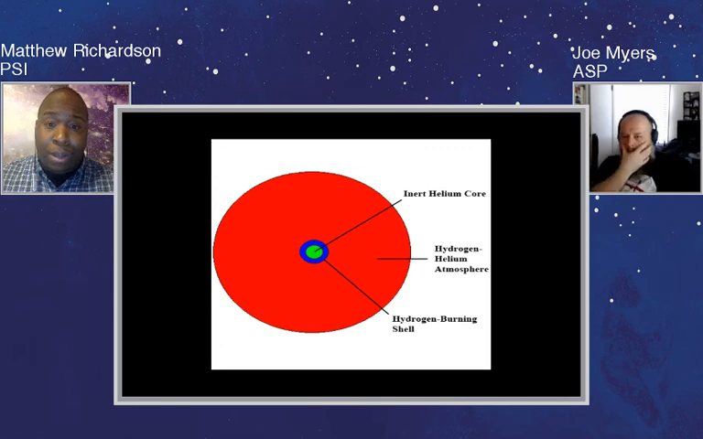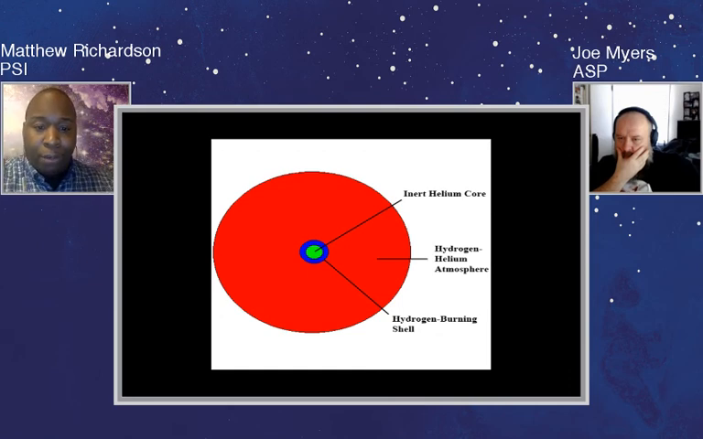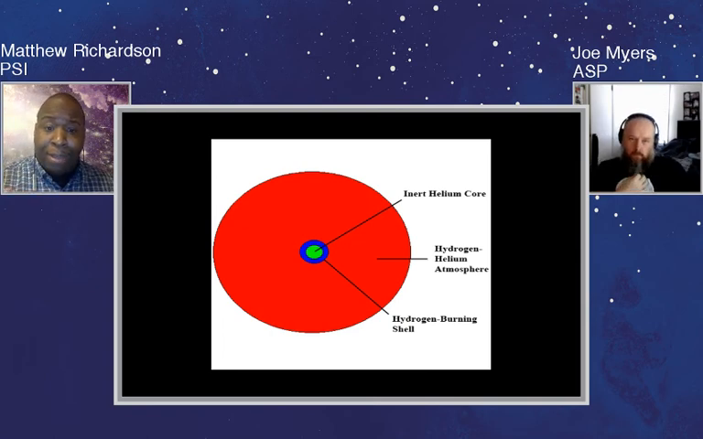So initially, we have a helium core. In our image here, it's termed an inert helium core. So there's no fusion or anything occurring within the core. Immediately on the outside of that, we're going to have a hydrogen shell for right now, and beyond that we have the rest of the star.